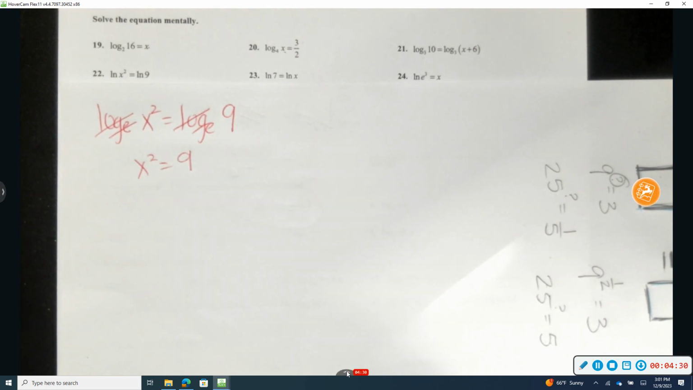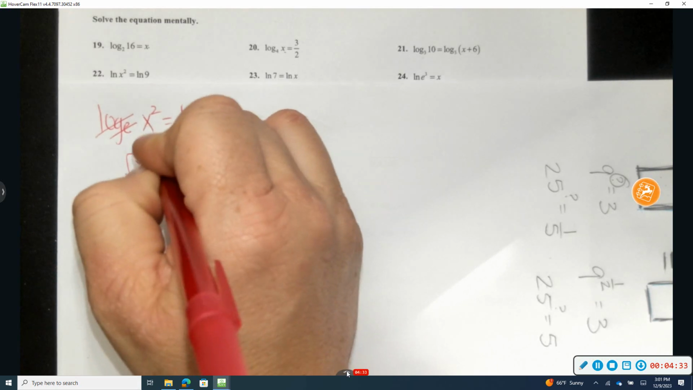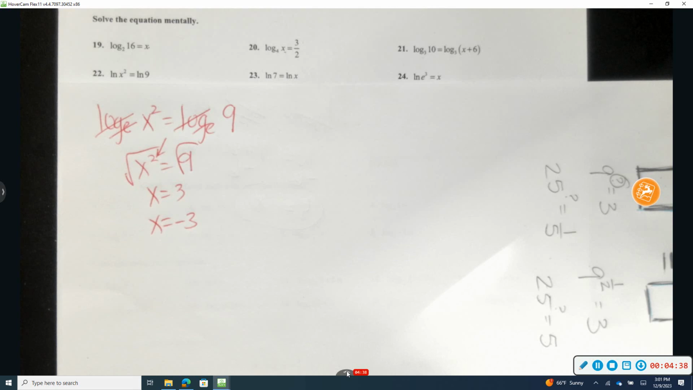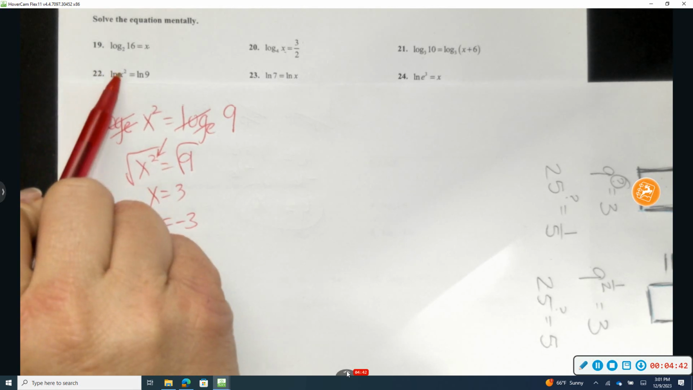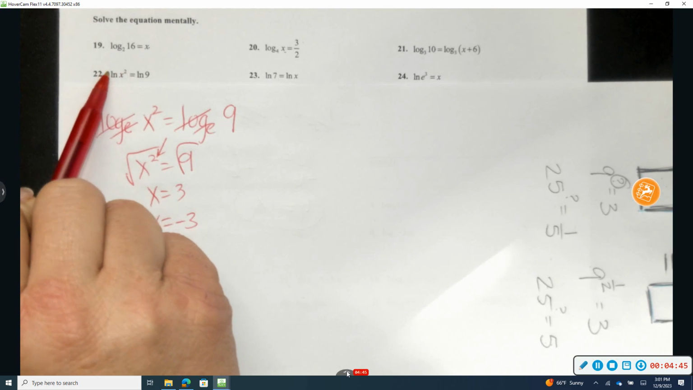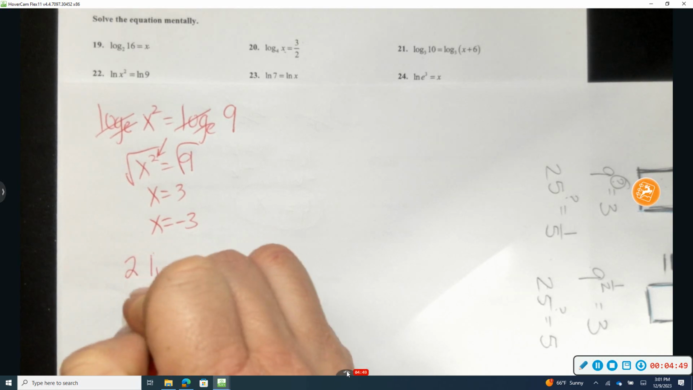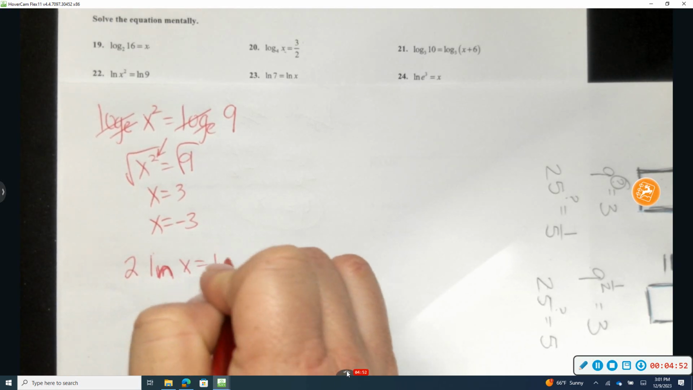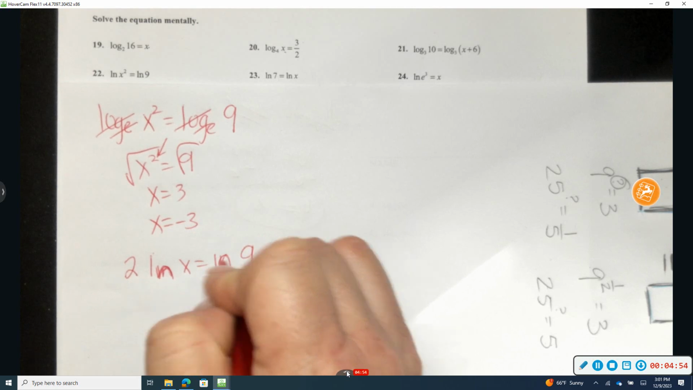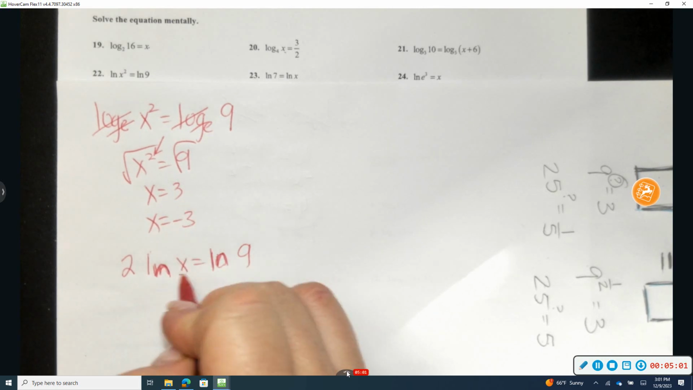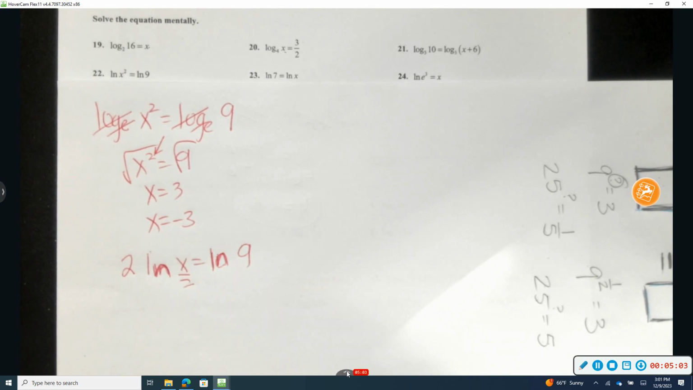X squared equals 9. Let's solve. When I solve, remember I'm going to have two answers, x will equal 3 and x equal negative 3. But as a reminder, and you probably learned this in the video, when you have an exponent on top, it gets to be placed in front. So this would be the same as 2 times the ln of x equals the ln of 9. You probably learned that in the videos that Mr. McFarland provided. But my point is, this value here alone can never be negative.